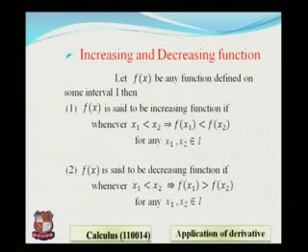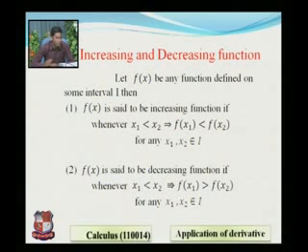Let us start with the definition of increasing function. What do you mean by increasing function? Suppose f of x be any function which is defined on some interval I, then f of x is said to be increasing function if whenever x1 is less than x2 implies f of x1 is less than f of x2, for any x1, x2 belongs to I. That means value of x is increasing, then value of function must be increasing. Similarly, we can define decreasing function. Suppose f of x is any function, then it is said to be decreasing function whenever x1 is less than x2 implies f of x1 is greater than f of x2. That means value of x is increasing, then value of function must be decreasing.